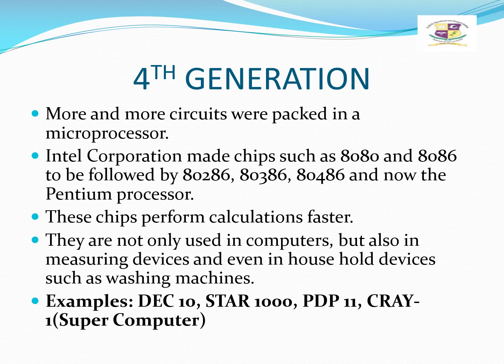Fourth generation. More and more circuits were packed in the microprocessor. Intel Corporation makes chips such as 8080 and 8086, to be followed by 80286, 80386 and 80486 and now the Pentium processor. These chips perform calculation faster and are not only used in computers but also in measuring devices and even in household devices such as washing machines. Some of the examples are DEC10, Star 1000, PDP11, CRAY 1.